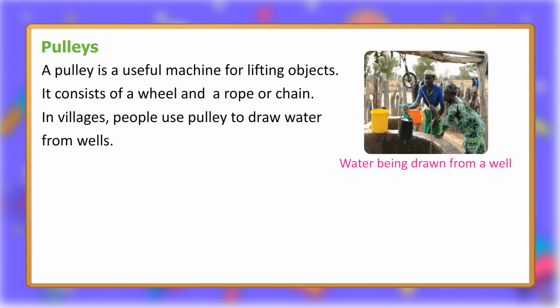Pulleys. A pulley is a useful machine for lifting objects. It consists of a wheel and a rope or chain. In villages, people use pulleys to draw water from wells. Water being drawn from a well.